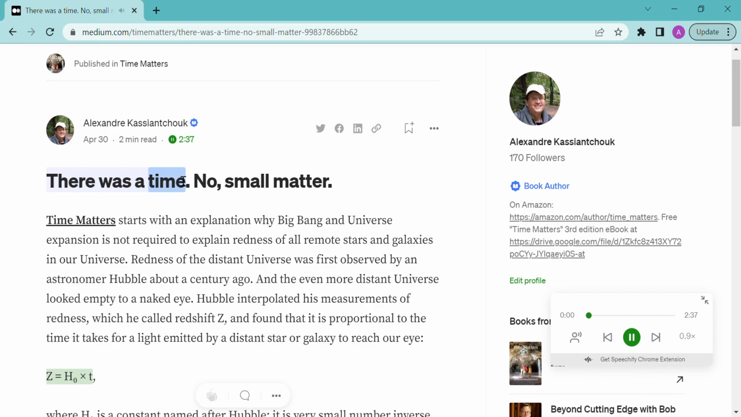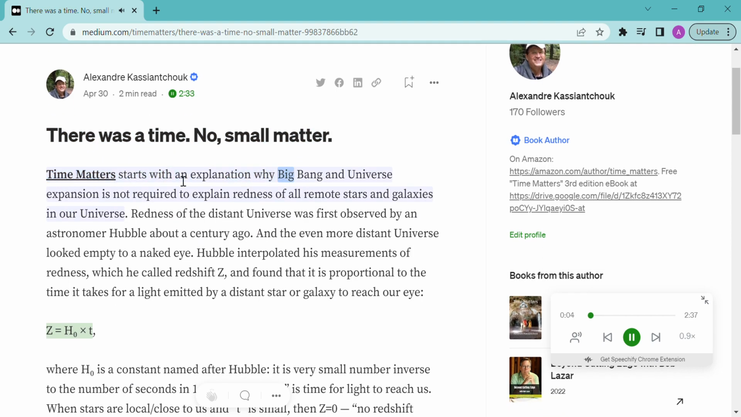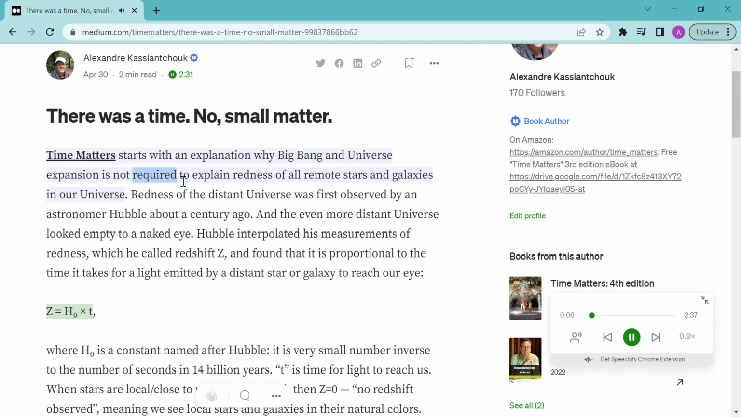There was a time. No small matter. Time Matters starts with an explanation why the Big Bang and universe expansion are not required to explain the redness of all remote stars and galaxies in our universe.